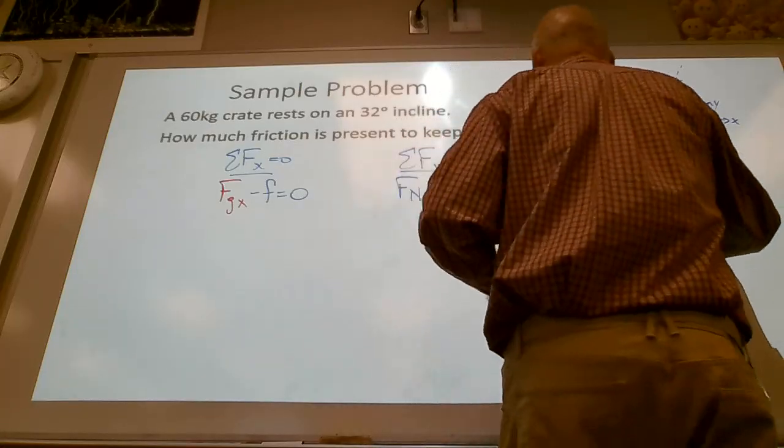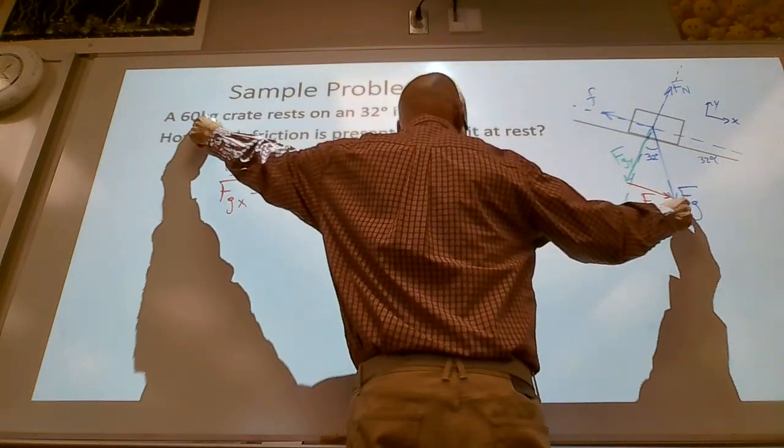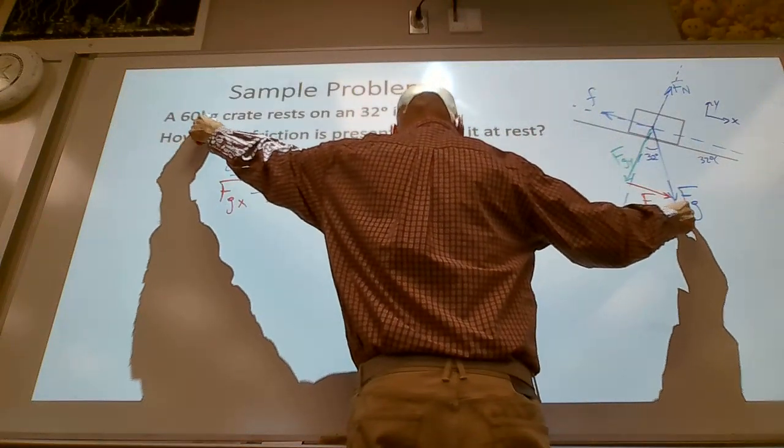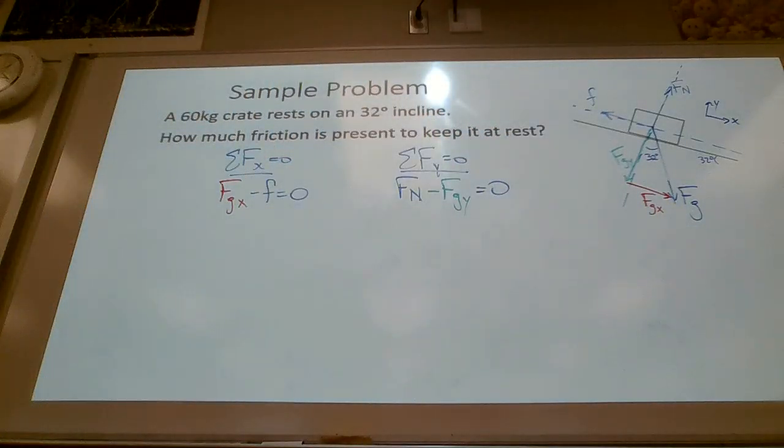Okay. Is force of gravity 60? Force of gravity is 60. Tell your neighbor why or why not. That's just mass. Okay. What's the unit for force? Newtons. Any type of force is measured in newtons.